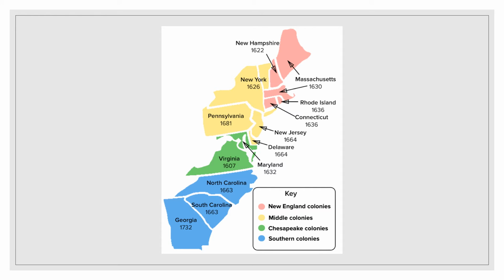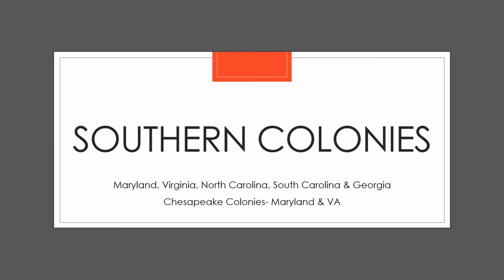A map is a good little reminder. In the coming days, we will talk about our purple colonies up here that we call New England. These yellow colonies we will call the middle colonies, and the green and the blue are the southern colonies. Remember, the green colonies are also called the Chesapeake colonies as well, and you must be able to distinguish that. Today we're going to focus on the blue colonies. There's a list of your colonies.